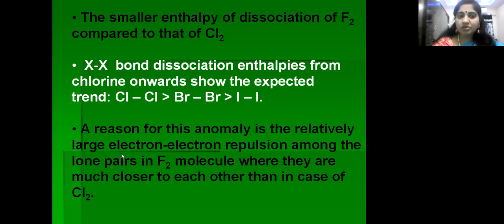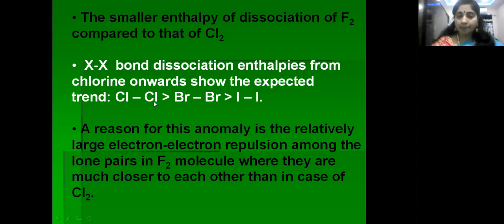Here also the reason is the same, electron repulsion. Fluorine has a very small size. Because of its small size, electron repulsion takes place. Because of that, we can dissociate that bond easily. So less bond dissociation enthalpy is required to break the bond between two fluorine atoms when compared with chlorine, right children? Whereas in the case of the other molecules, chlorine, bromine, and iodine, it is not like that. So the variation is as usual.